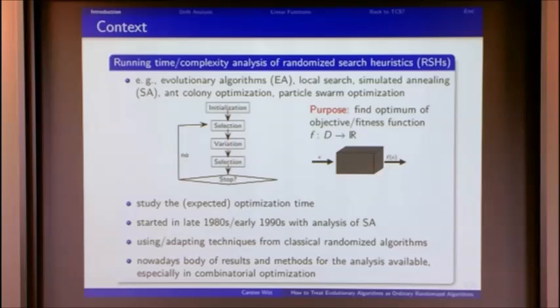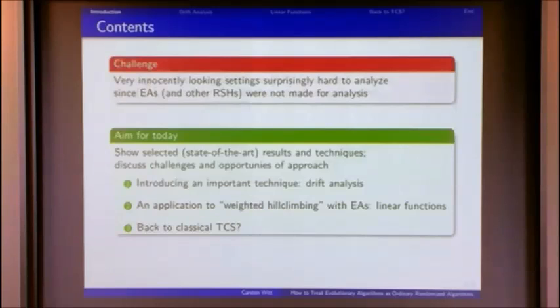There's still one major challenge the analysis in this area is facing, namely that even very simple looking, very innocent looking settings can be surprisingly hard to analyze. One intuitive reason for this is that these methods were not designed with analysis in mind. When people came up with evolutionary algorithms in the 1960s, they were interested in mimicking evolution, survival of the fittest, and they did not have a running time analysis in mind.